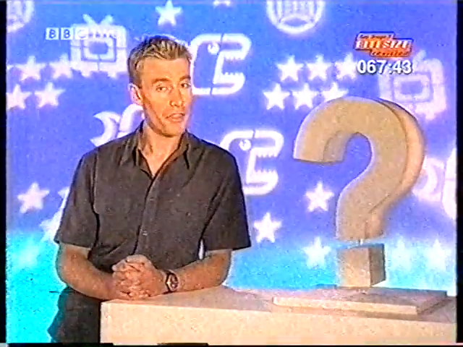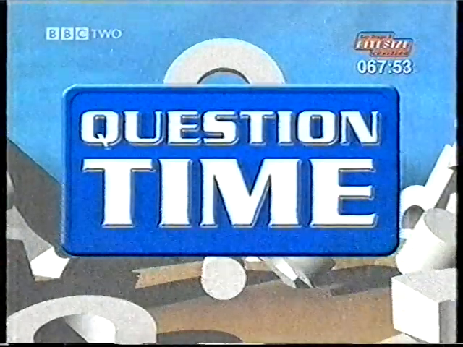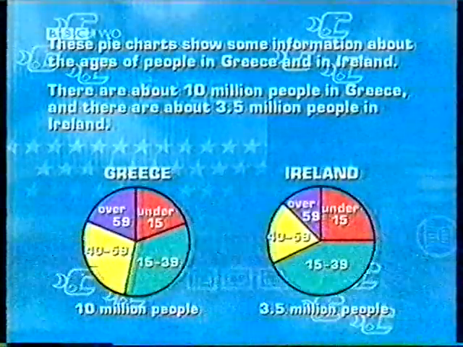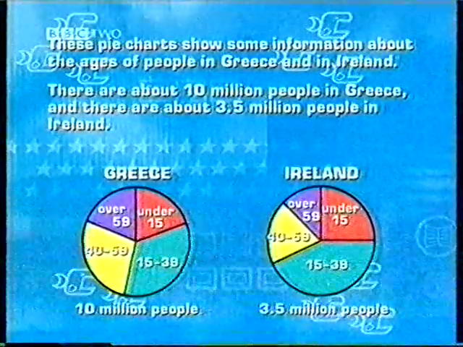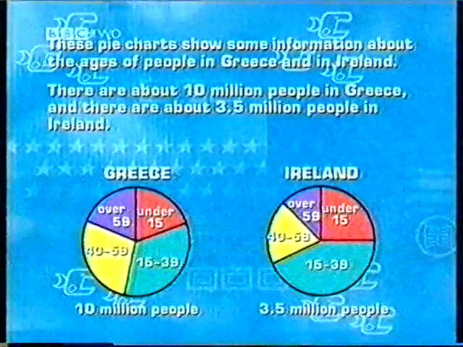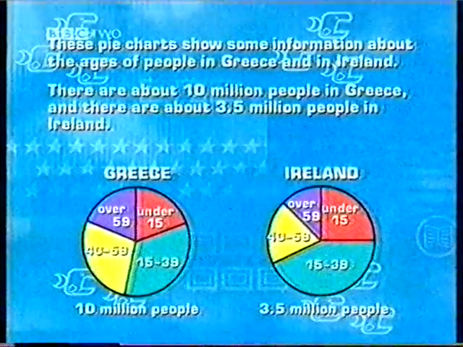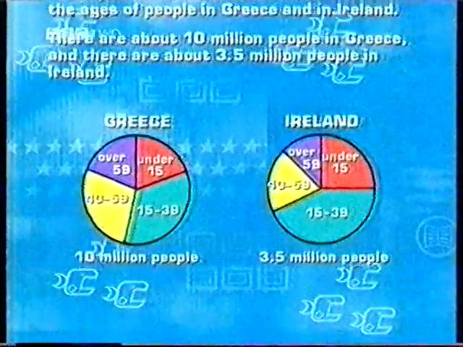It's time for another test question. There are 3 parts to this one, so you might like to jot them down as we go on. These pie charts show some information about the ages of people in Greece and in Ireland. There are about 10 million people in Greece and there are about 3.5 million people in Ireland.